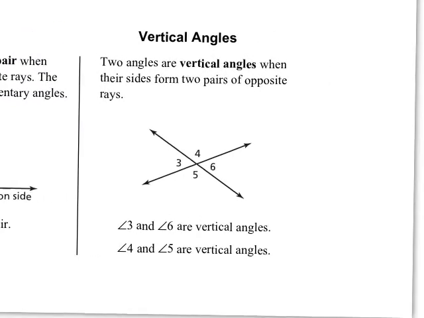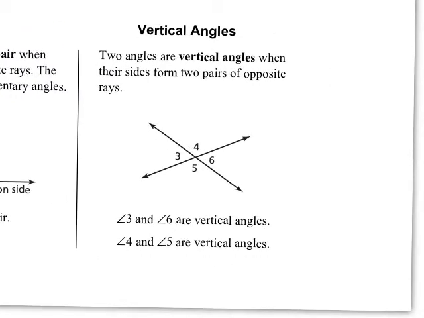Okay, and then lastly we have vertical angles. It says two angles are vertical angles when their sides form two pairs of opposite rays. So my opposite rays here would be, let me highlight, this one and this one. My second set of opposite rays would be this one and this one. So they have to form two sets of opposite rays. That makes them vertical angles. So 4 and 5 are vertical angles, 3 and 6 are vertical angles.